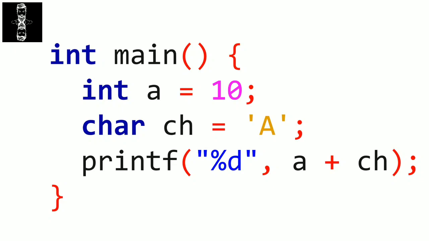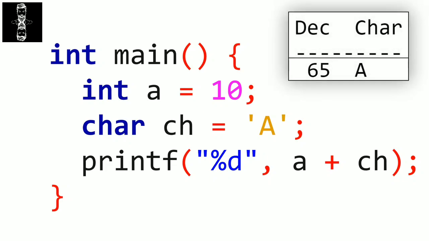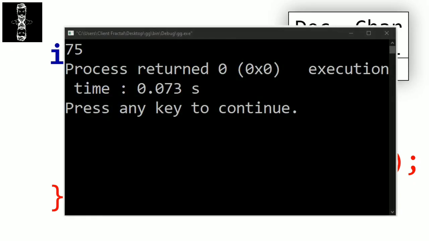Second example, we have a of type int and equal to 10 and ch of type char and equal to uppercase A. If we do the addition, ch will be converted to int and its value is the ASCII value of uppercase A, which is 65. So the addition will be 10 plus 65, which is 75. It can be useful, for example, in a program to get the next letter by adding 1 to the actual value of the character. Here is an example.